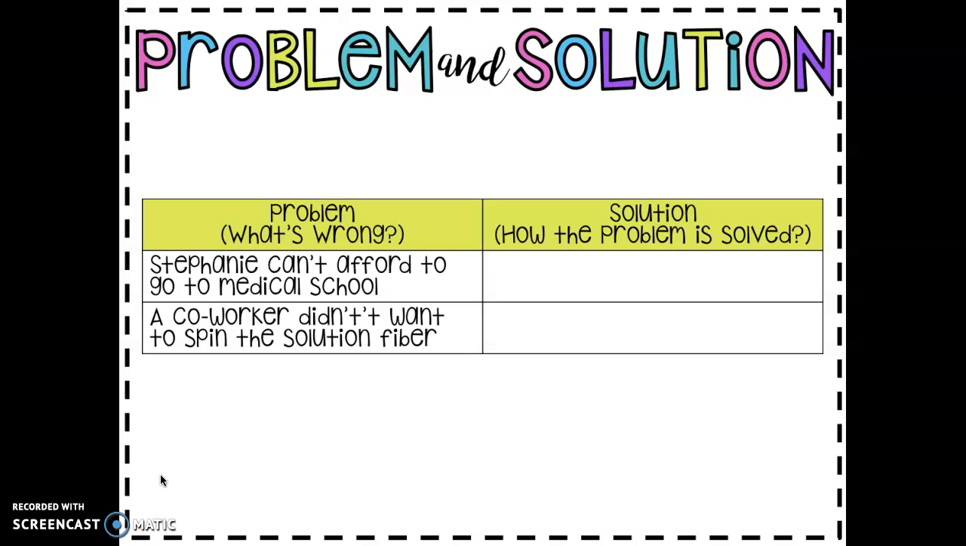Now, I'm thinking back and I don't remember exactly how the problem was solved. So a great solution to be able to solve my problem is to go back to the text and reread it. So remember, our problem is Stephanie can't afford to go to medical school. Let's head back to the text right now and see if we can solve the problem.